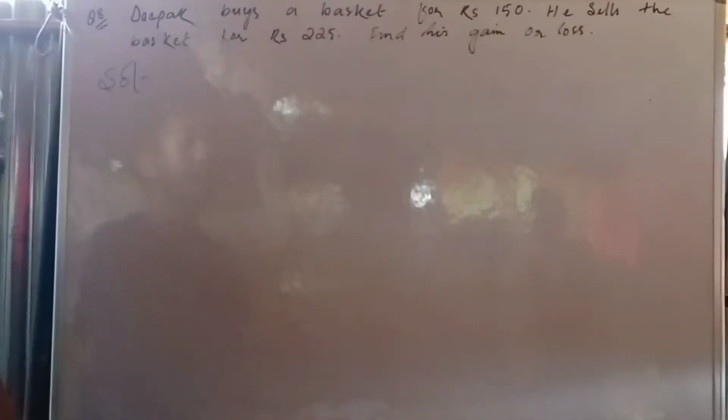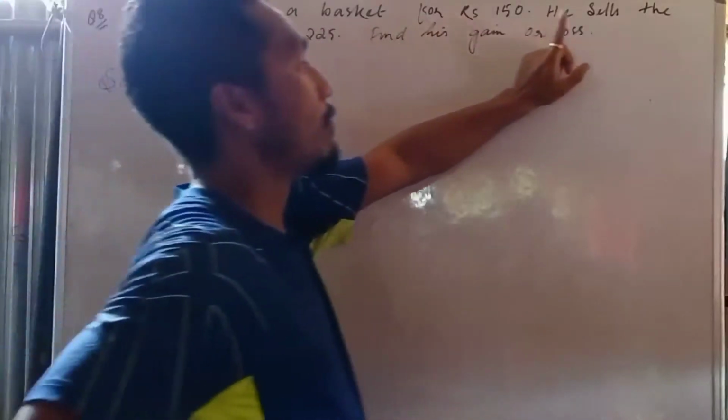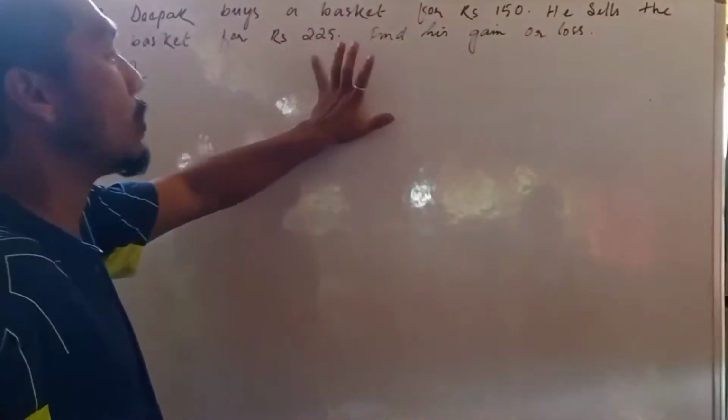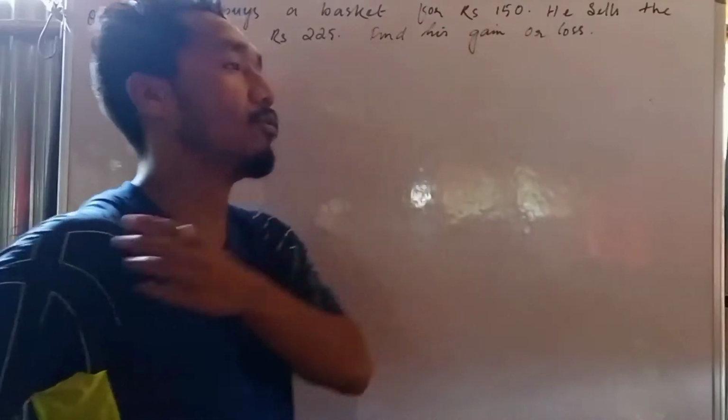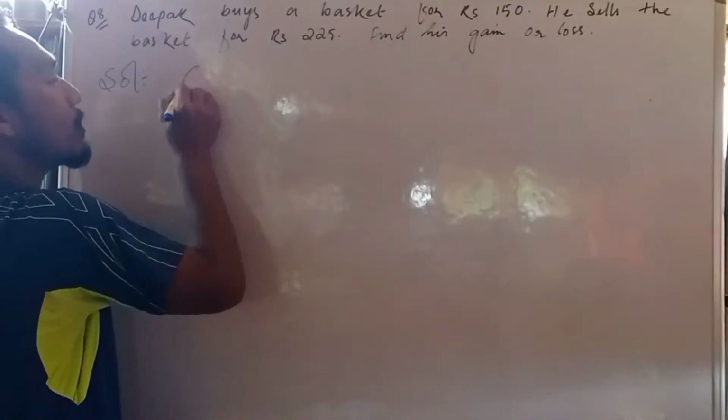Okay, so we'll proceed to the next question. Here's question number 8 from exercise 9.3. A debu buys a basket for rupees 150 and sells the basket for rupees 225. Find whether it's gain or loss. To solve this problem, let's first write down what is given.